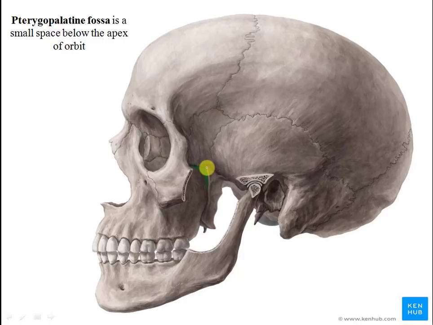Also I want you to notice this fissure. This fissure is the opening between the infratemporal fossa and the pterygopalatine fossa. This fissure is called the pterygomaxillary fissure. Pterygo, this is the lateral pterygoid plate of sphenoid. Maxillary, this is the maxilla. The pterygomaxillary fissure is the opening between the pterygopalatine fossa deep inside, the small fossa, and this large fossa, the infratemporal fossa.